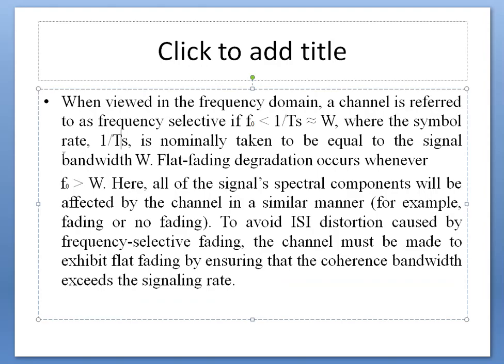When viewed in the frequency domain, a channel is referred to as frequency selective if f0 is less than 1/Ts, which is approximately equal to W, where the symbol rate 1/Ts is normally taken to be equal to the signal bandwidth W. Flat fading degradation occurs when f0 is greater than W. Here, all the signal spectral components will be affected in a similar manner, for example, fading or non-fading. To avoid the inter-symbol interference caused by frequency selective fading, the channel must exhibit flat fading by ensuring that the coherence bandwidth exceeds the signaling rate.